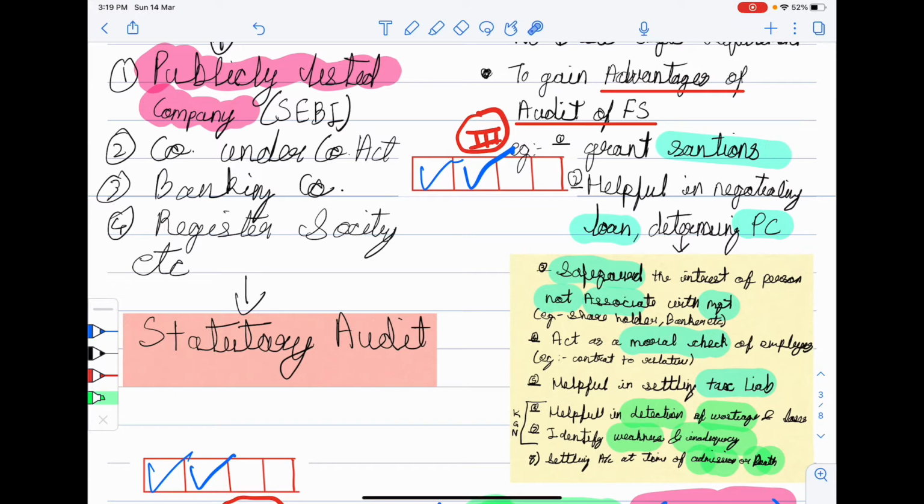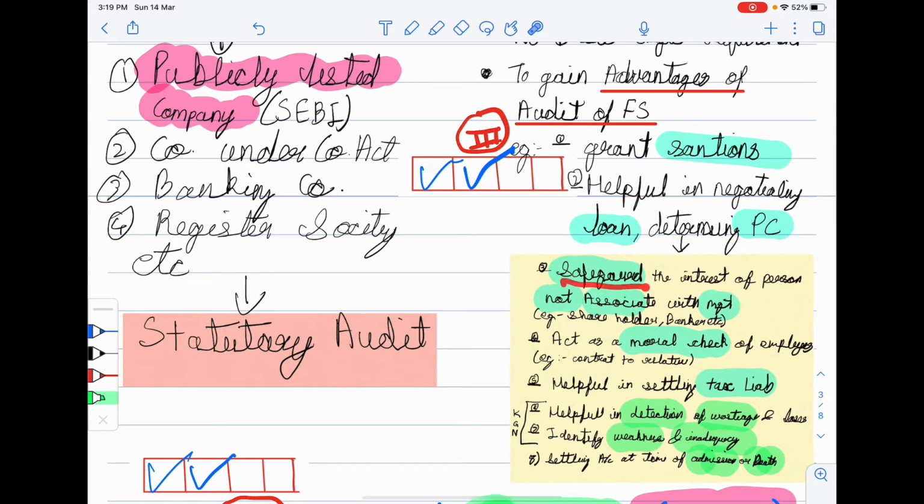It is helpful in negotiating for the loans, determining purchase consideration. The bank will see your financial statement, whether it is audited. If it is audited, it will be easy for you to get a loan. Okay, so it helps in getting sanctions, it helps in negotiating for loan, and determining purchase consideration.